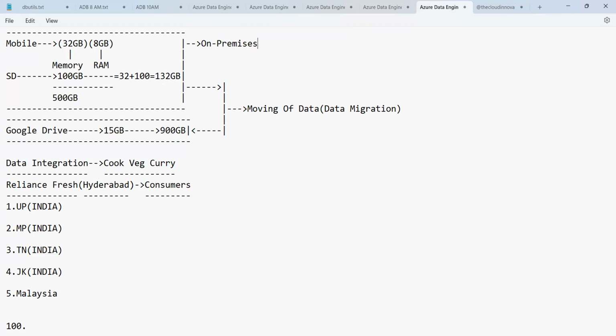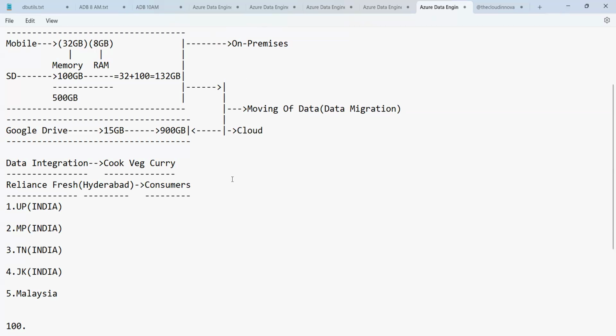And this is called as what, guys, everyone? This is called the cloud environment. So whenever we move the data from the on-premises environment to the cloud environment, this is called as what?